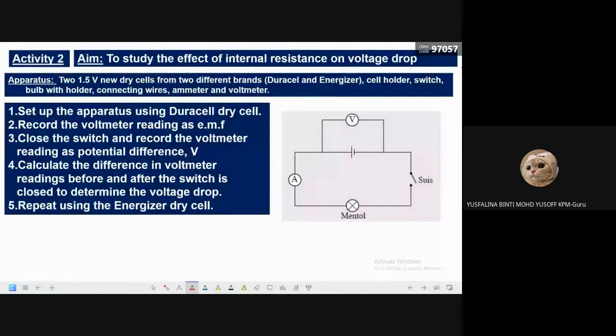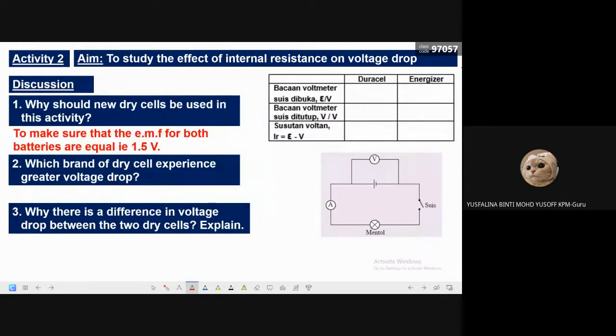Okay. Now, to study the effect of internal resistance on the voltage drop, let's say we do the experiment. You see when the switch is open, the reading is 3 volt. When the switch is closed, it drops to 2.7. So what is actually happening there?